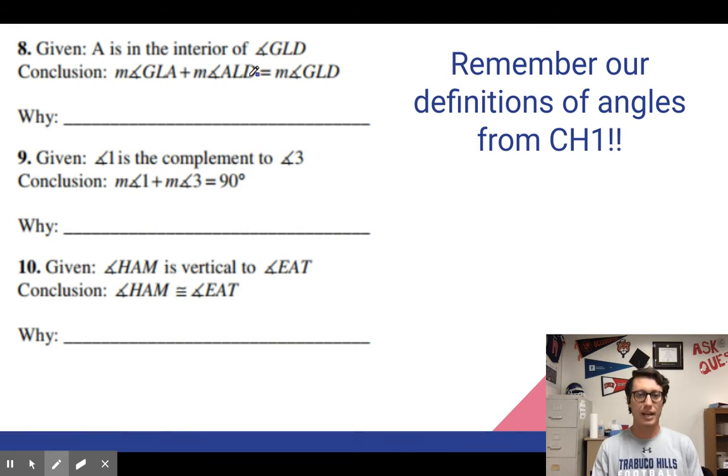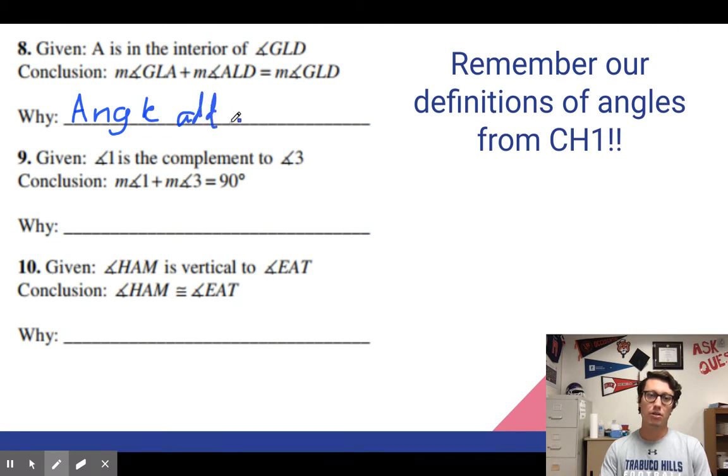Okay, given that A is in the interior of angle GLD, we can conclude that the measure of angle GLA plus the measure of angle ALD is equal to the measure of GLD, right? And again, we're adding two angles. So our reason is the angle addition postulate.